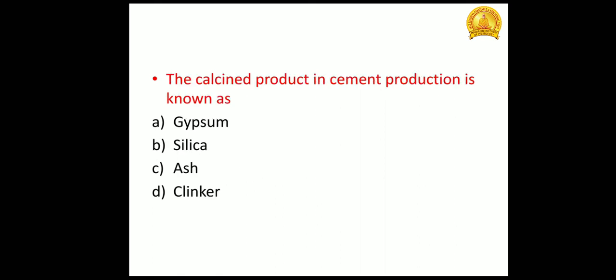So moving on to the next question, the calcined product in cement production is known as, the calcined product. This one we have discussed in the manufacturing of cement. The answer will be the clinker. Clinkers will be formed when this slurry has been heated in the rotary kiln. So that calcined product will be clinker. Option D is the answer.